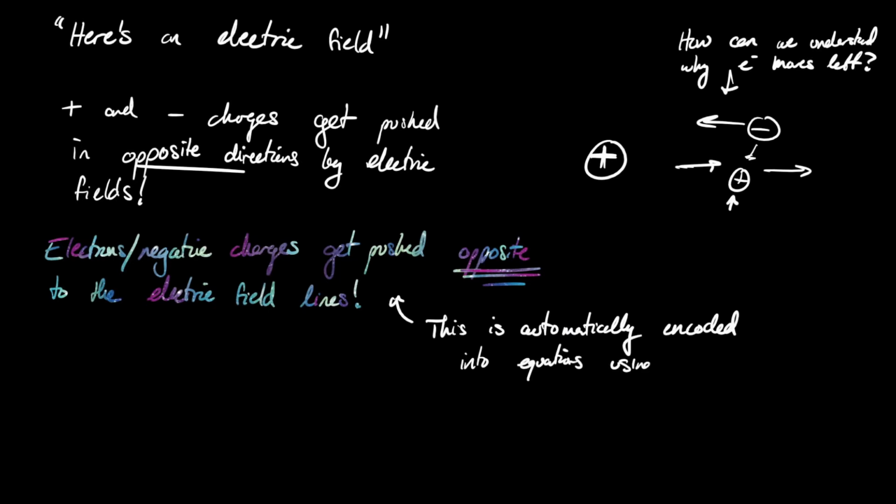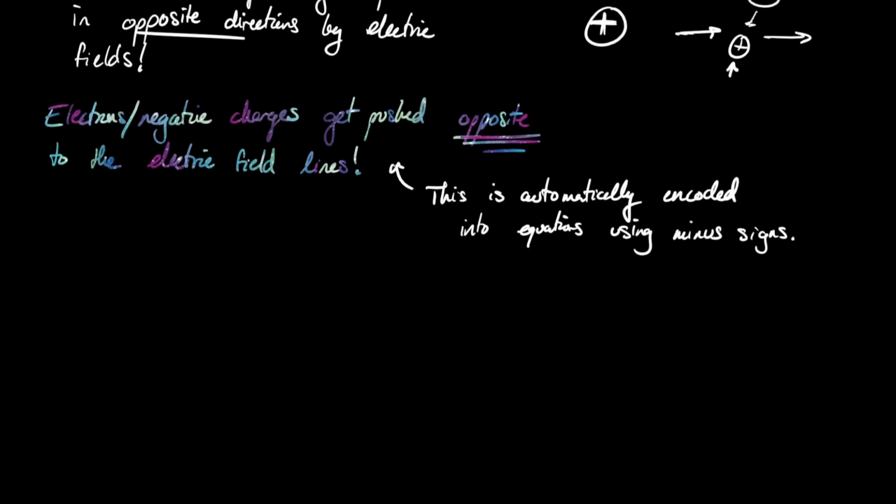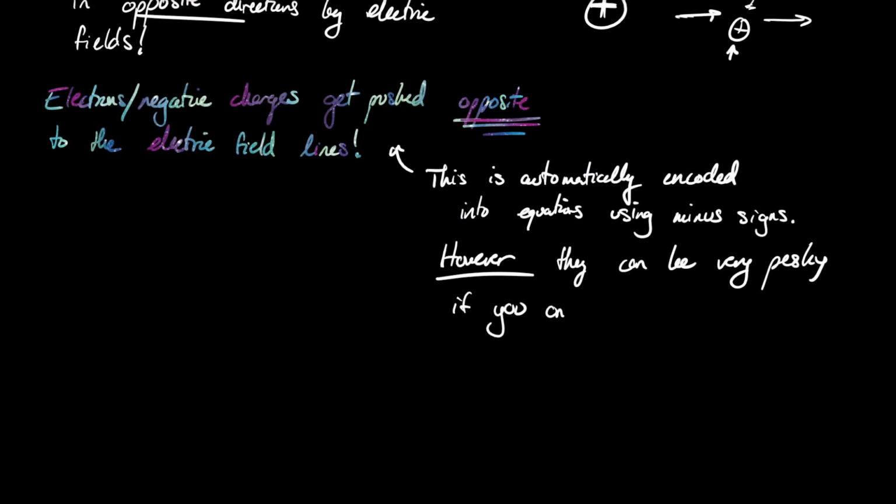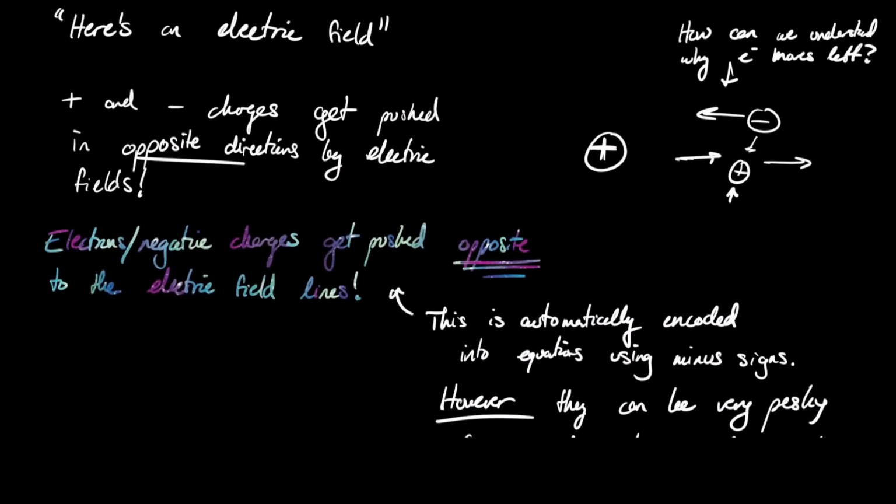Using minus signs. However, they can be very pesky to think about if you just rely only on the equations. In practice, I often do calculations using only the magnitude of, let's say, forces. Then at the very end, I'll ask, based on the picture, should it go left or right? And then I'll just insert the minus sign at the end if I need to.